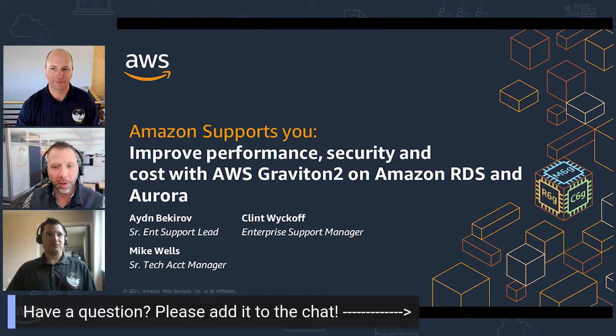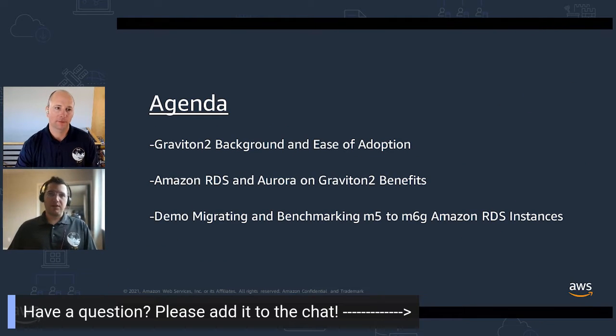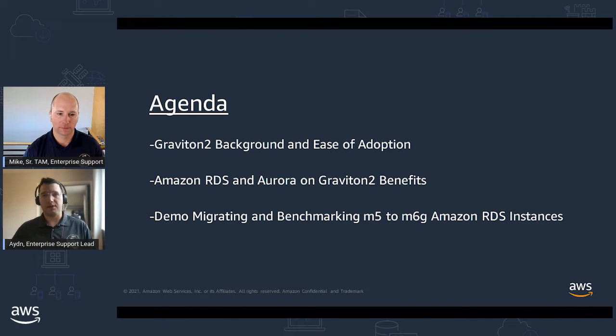Aiden, can you walk us through what we're going to be talking about today? Yeah, Clint. So we'll go over some background on Graviton2 and just how straightforward it is to migrate and adopt it. And we'll also cover the exact benefits and steps to migrate Amazon RDS and Aurora to Graviton2 and get those benefits. And lastly, we'll have a demo of actually migrating, cutting over, and benchmarking the differences between previous generation instances and current Graviton2 instances for RDS.